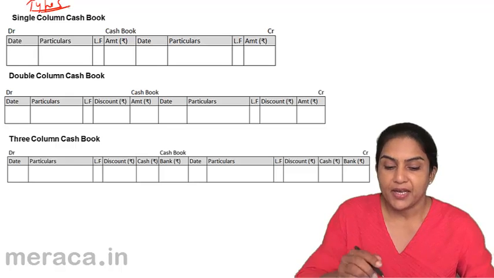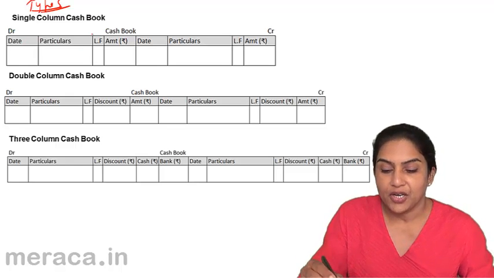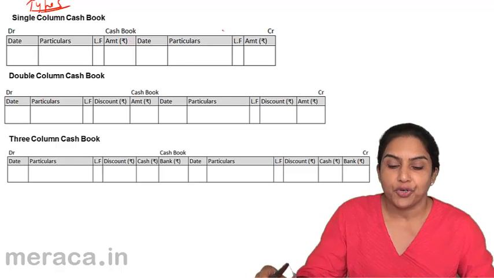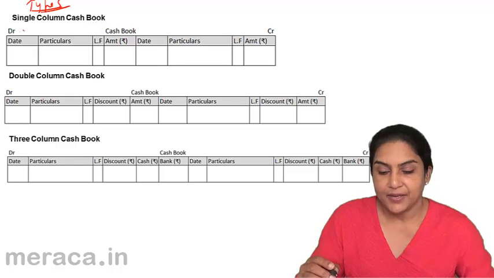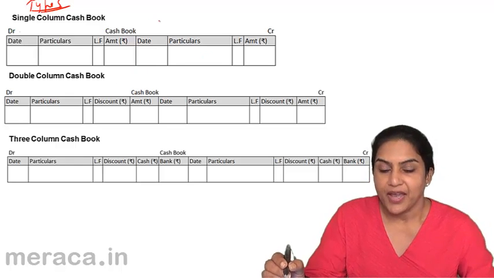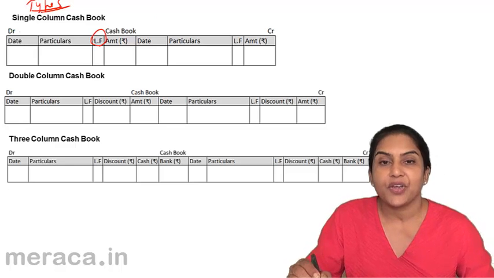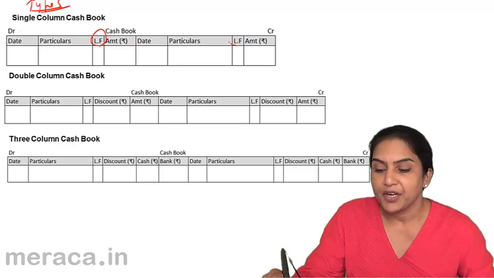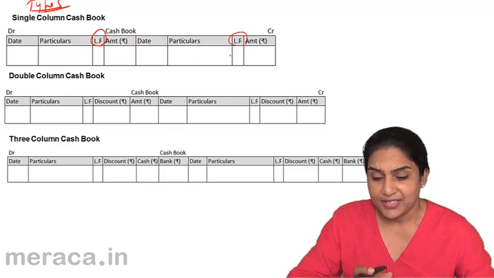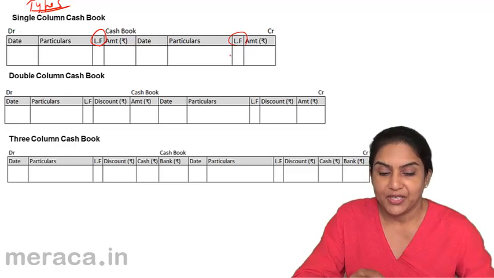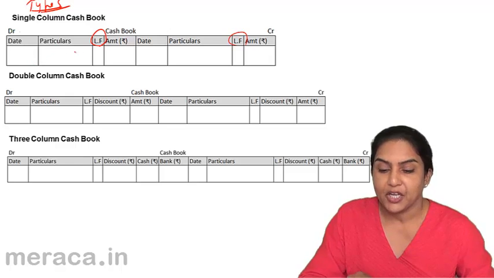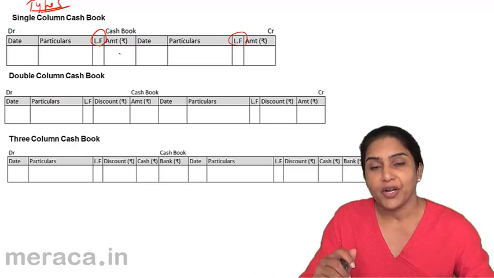The format says date, particulars, ledger folio, amount, on the debit and credit side. The format is exactly like that of a ledger, except that in a ledger we have a journal folio column. Here we have a ledger folio column. So the format of a cash book is just like that of a ledger, with two sides, debit and credit, with columns date, particulars, folio and amount on either side.